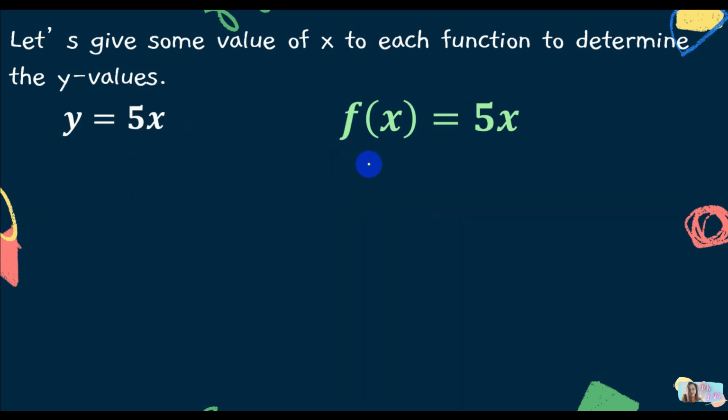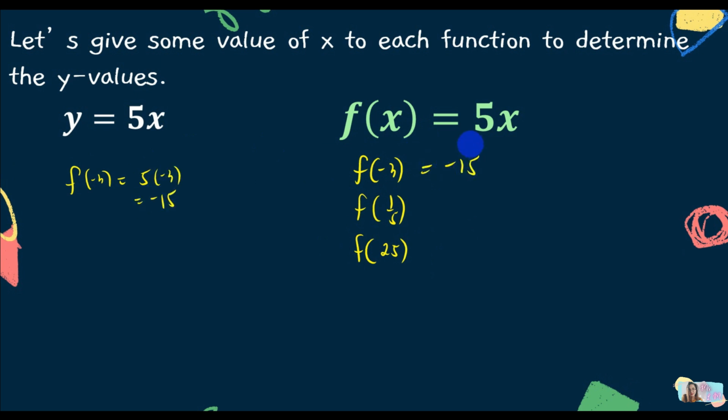If we have the values of x as negative 3, 1/5, and 25, what will be the value of y or the f of x of the following? For f of negative 3, that means 5 times negative 3, and that is negative 15. So here we have negative 15. Next, f of 1/5. So we have 5 times 1/5. So, 5 over 1 yan. Magka-cancel out tayo. Matitira na lang po ay 1. So, this means f of 1/5 is 1. If our x is 1/5, the y is 1.